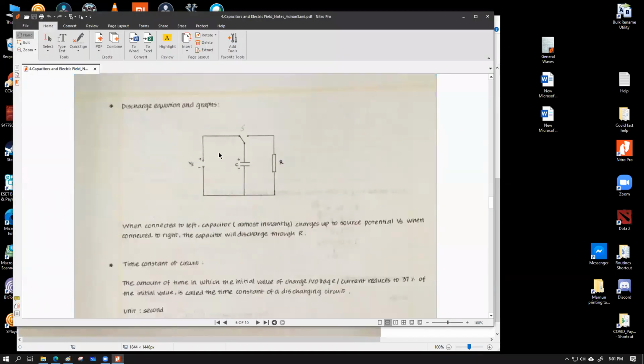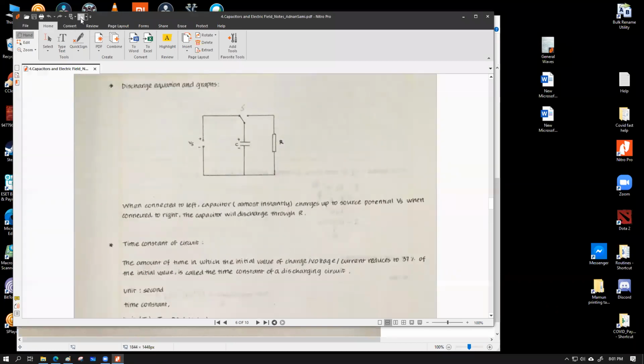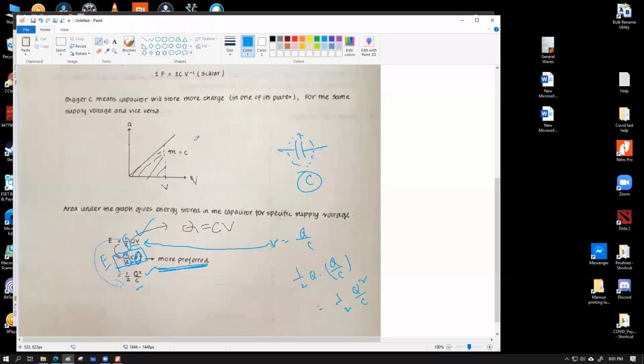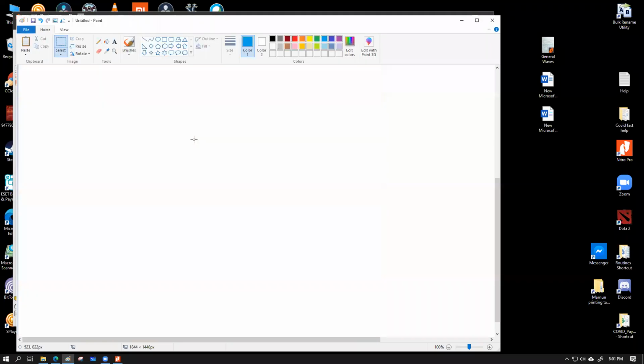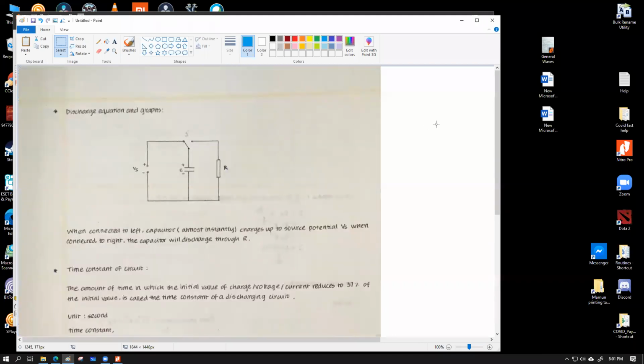Here comes the discharge situation for a capacitor. So this is a certain circuit that we have over here, which is going to work with discharging and charging at the same time. I'm going to explain this circuit. So let's have a look. Let's say this is a circuit that we have.